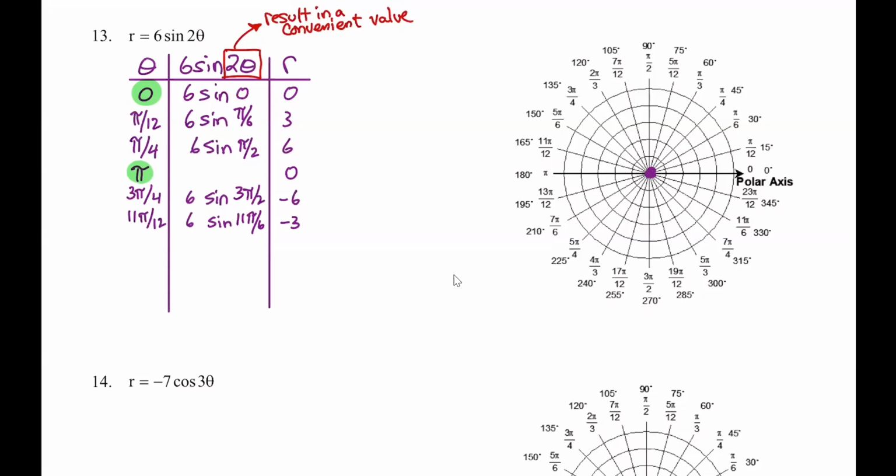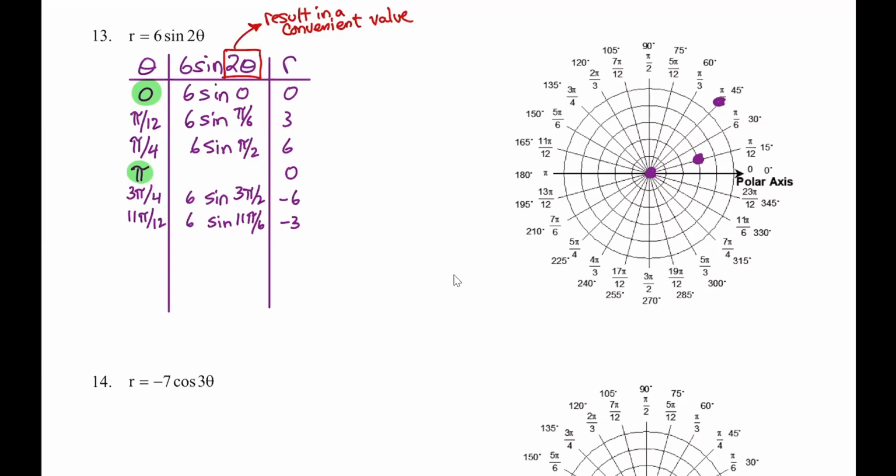3 steps in the direction of pi over 12. I'm going to put me right around. 6 steps in the direction of pi over 4. So that's 1, 2, 3, 4, 5. I'll call this 6. All right. 0 steps in the direction of pi.